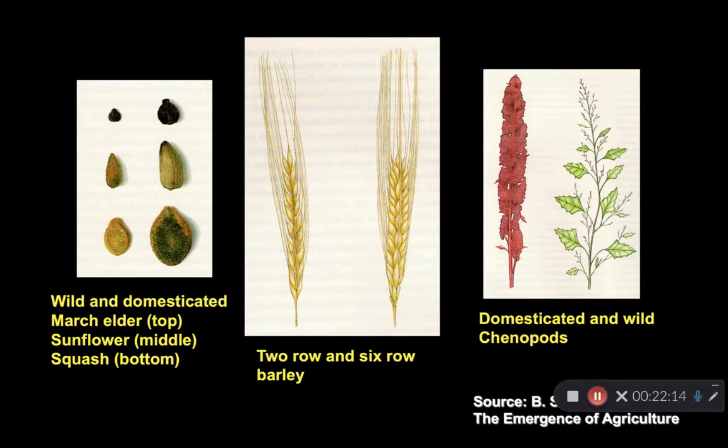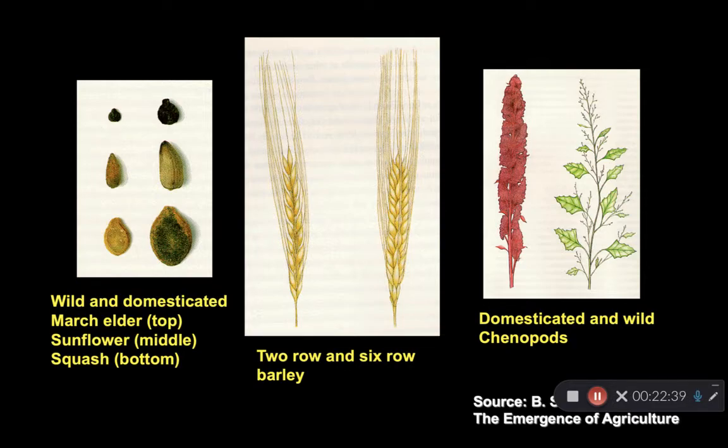Here are some seeds. The left panel has wild seeds on the left and domesticated seeds on the right. And you can see those seeds are larger. Humans selected for the size of the seed. There's 2-row barley and 6-row barley, and they selected for 6-row barley. These were mutations that gave them more grain per head of the barley plant.